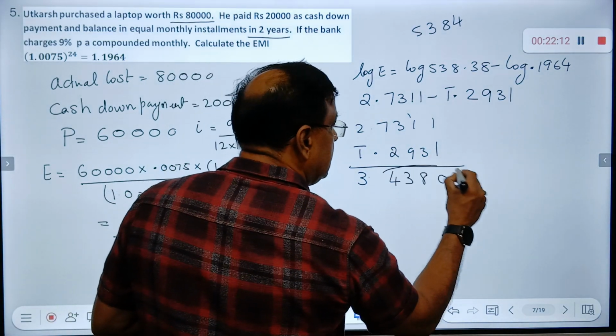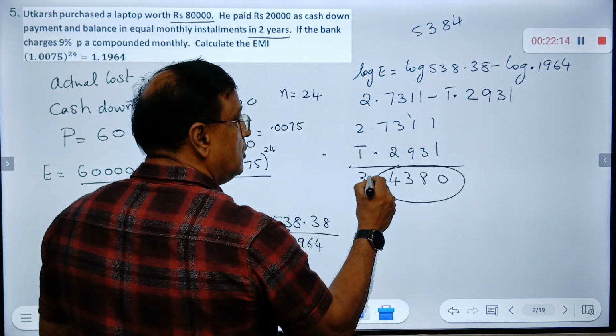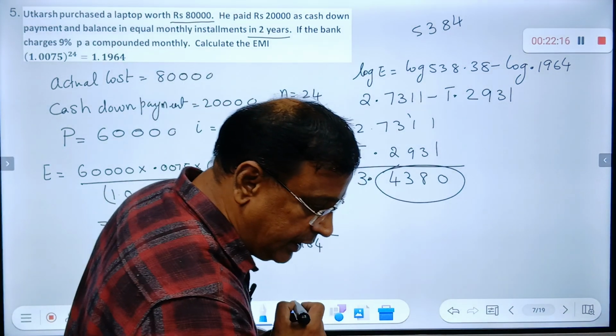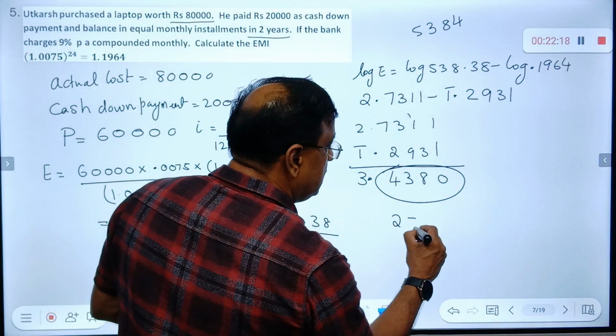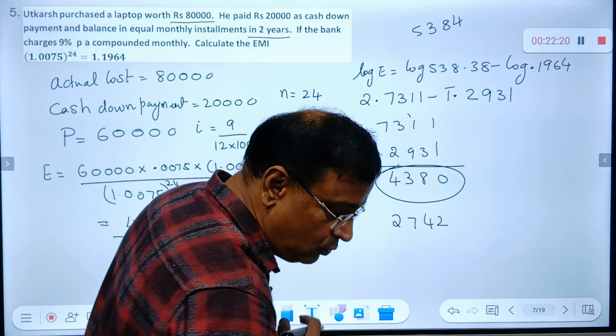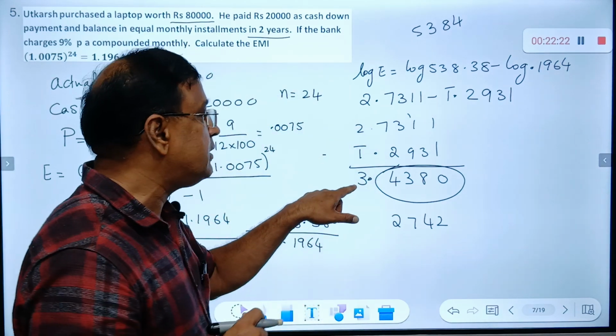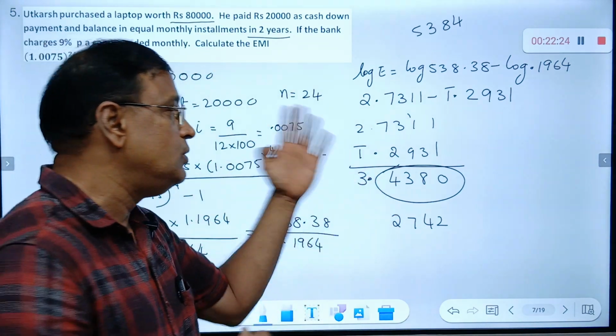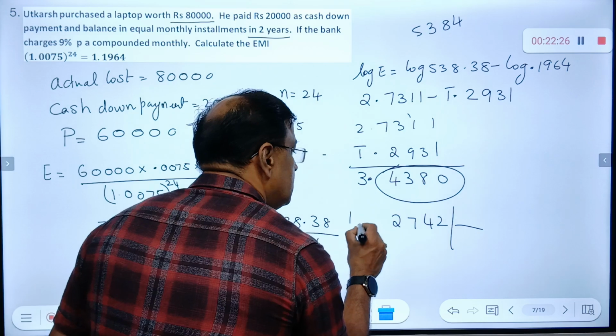Now you look at the anti-log of 4380. That is 2742. The characteristic is 3, so it's a 4-digit number. So this is the amount. So this is your EMI.